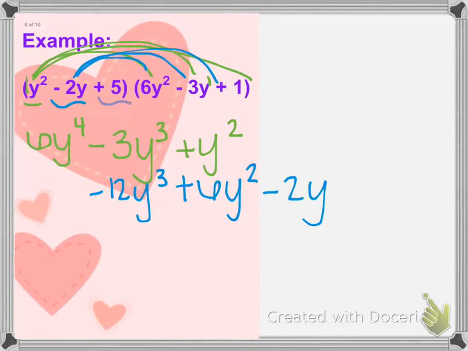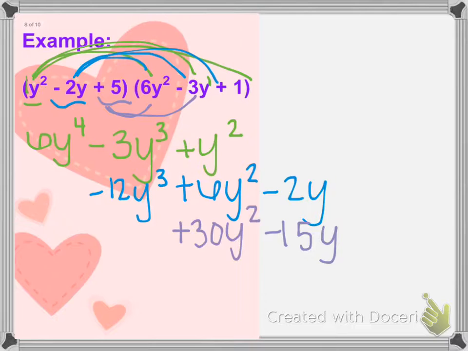Then the last thing I have to do is distribute the 5 because I'm still not done. So I have to do 5 times 6 and I get a positive 30y squared. Again, I moved down and over one spot and started writing. Keep going. 5 times negative 3 is negative 15y. And then 5 times 1 is 5.